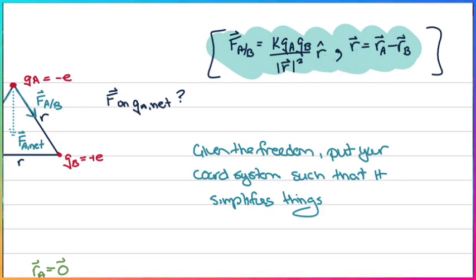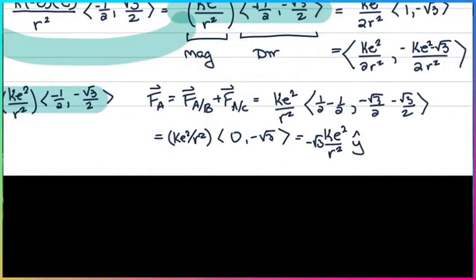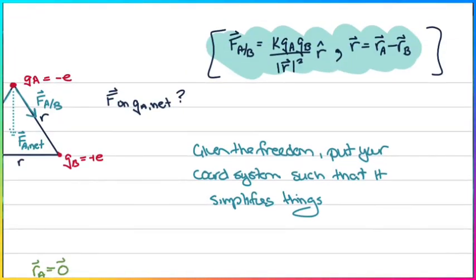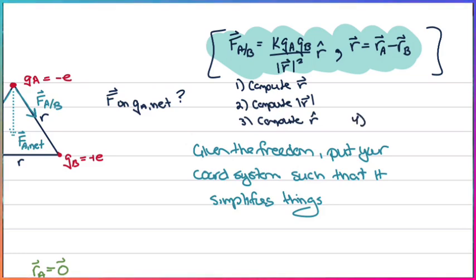So it seems like the steps of that: step 1, compute R, which might itself require a coordinate system, right? That might require you to write down a coordinate system. Once you compute R, then you compute the magnitude. Then you compute the unit vector. And then you put it all together.